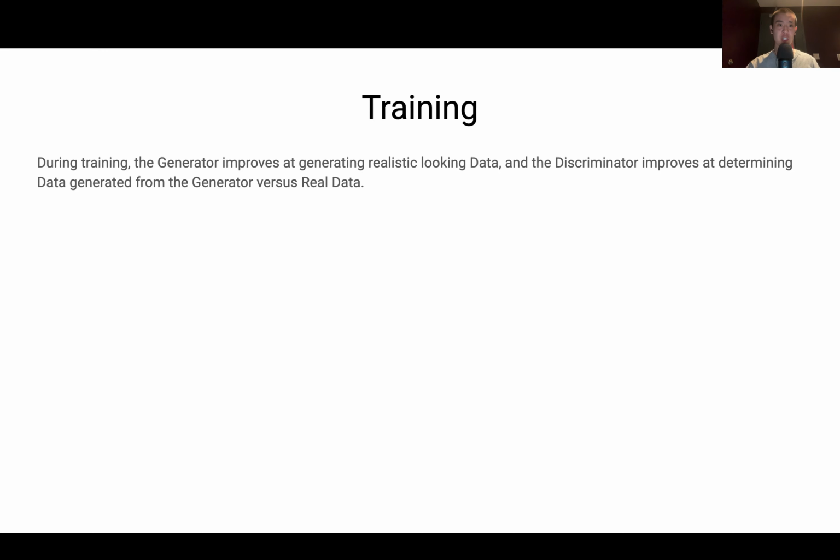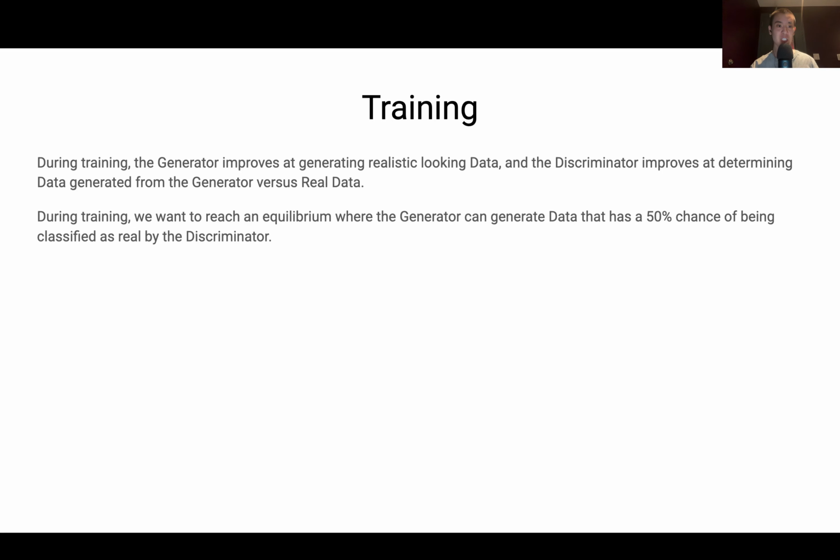During training, the generator improves at generating realistic looking data, and the discriminator improves at determining data generated from the generator versus real data. So remember earlier on in the video, we initially have a new or novice counterfeiter and a new or novice inspector, and they both slowly get better at the same time. During training, we want to reach an equilibrium where the generator can generate data that has a 50% chance of being classified as real by the discriminator.